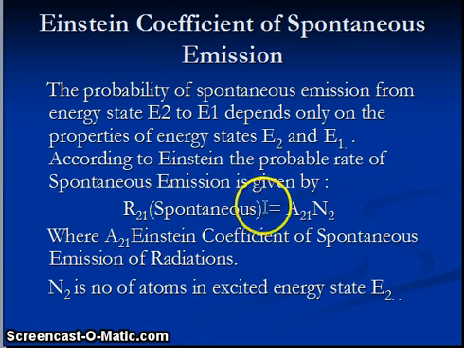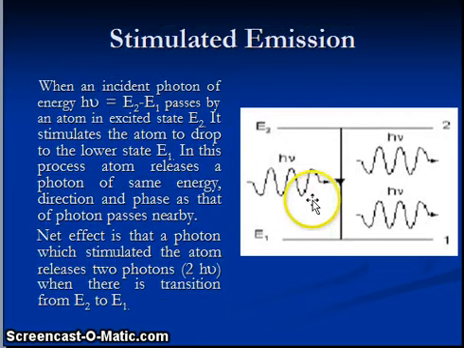According to Einstein, the probable rate of spontaneous emission R21 is equal to A21 N2, where A21 is called the Einstein coefficient of spontaneous emission and N2 is the number of atoms in the excited energy state E2. Then next is stimulated emission. So what is stimulated emission? The basic phenomenon of the laser is stimulated emission. That is why the full form of laser is light amplification by stimulated emission of radiation.